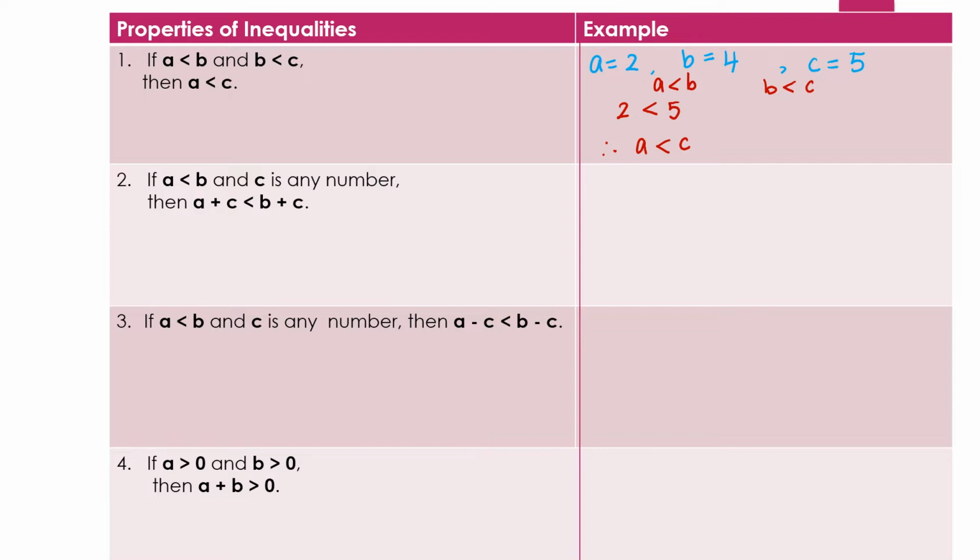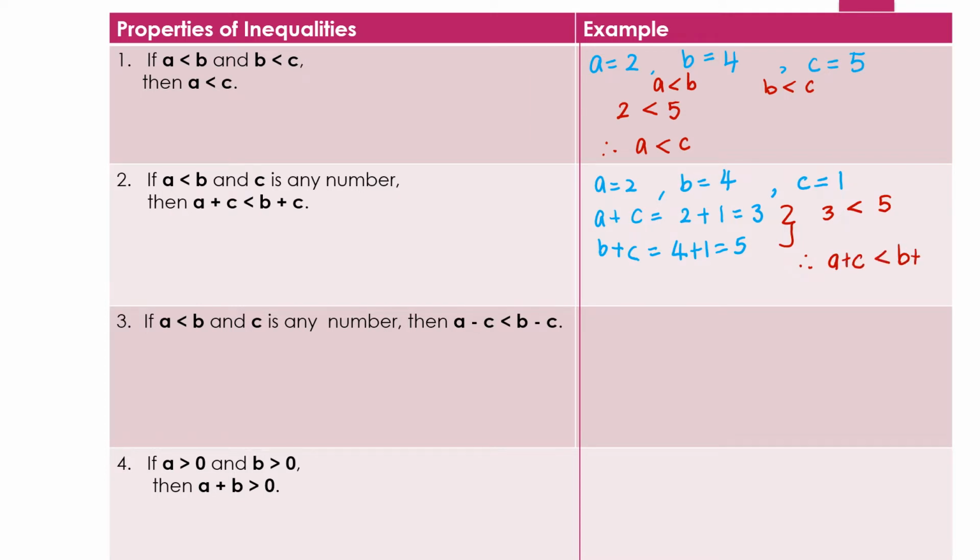For property number 2, if A is smaller than B, let's say A equals 2, B equals 4, and C is any number, I let C equal 1. Then the conclusion says that A plus C is smaller than B plus C. Let's see what is A plus C. A plus C equals 2 plus 1, which is 3. B plus C equals 4 plus 1, which equals 5. So the conclusion is 3 is smaller than 5. Therefore, A plus C is smaller than B plus C. Exactly what is written in the property.